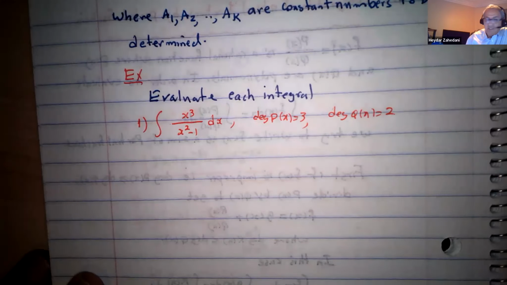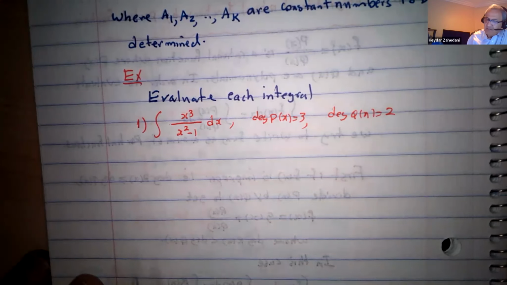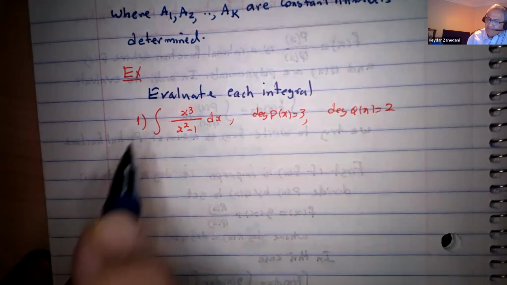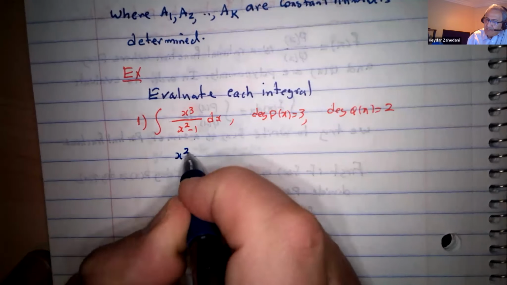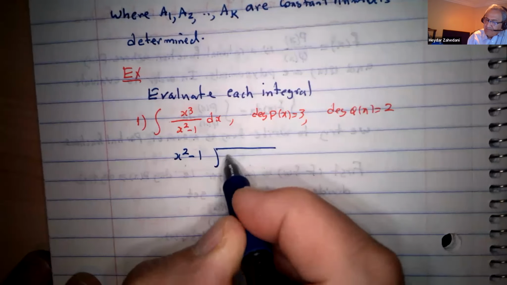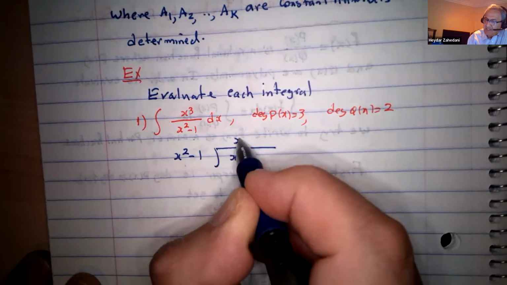So it is improper. The degree of the top must always be smaller than the bottom, so we do long division. It's very rare, but I'll give you one so that you can see it. You have to divide how many x minus 1 are going to be in x cubed. In the long division, x divided by x squared would be x.